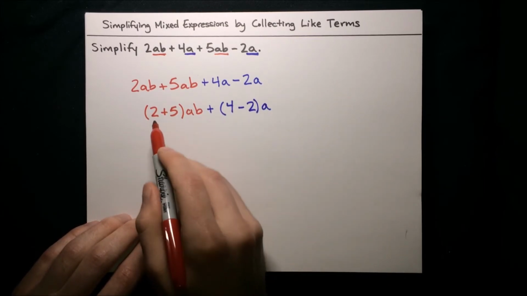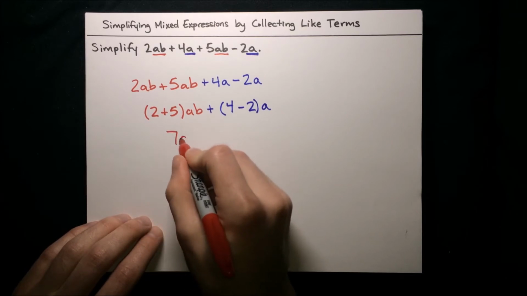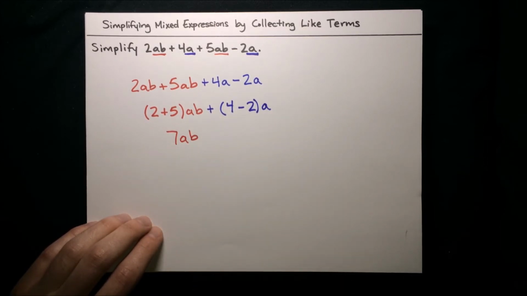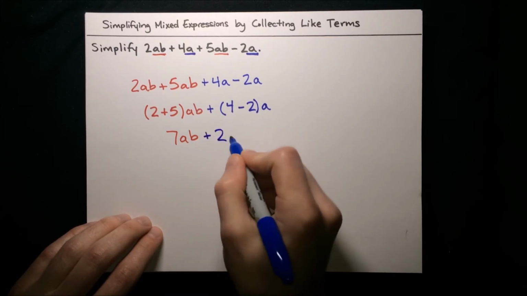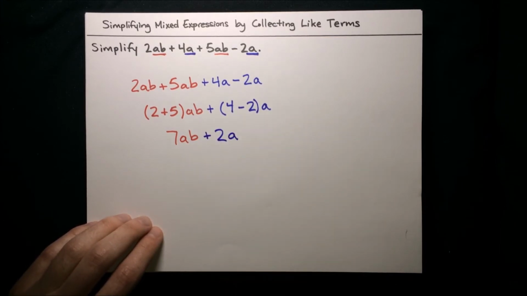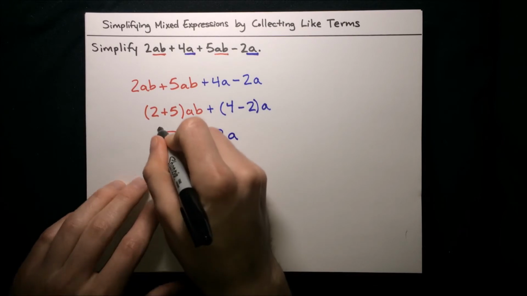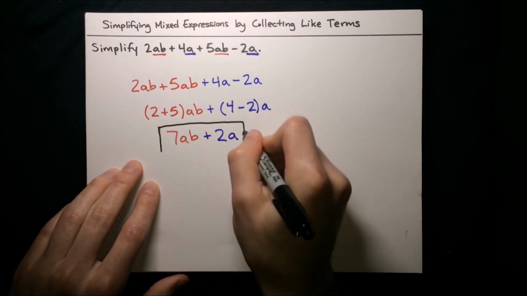So 2 plus 5, that's 7. That has an ab on it. And then plus 4 minus 2, that's 2. And that just has an a on it. And then there we go, we're done. That's what it simplifies to.